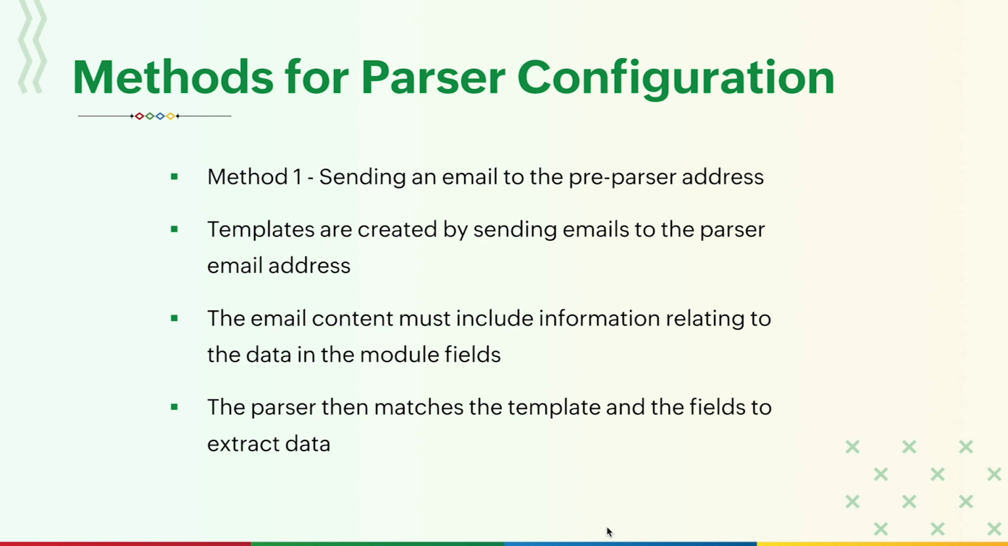Now that we've seen the steps involved in creating an email parser, let's see the two important methods to configure an email parser. The first method is sending an email to the pre-parser address. In this method, a sample email containing the information to be parsed along with the respective modules is sent to the pre-parser email address so that the same can be applied as a template. Once the email is received at the parser end, the data can be mapped to the fields by selecting them. The parser then extracts the data and continues to do the same for all emails received in that template.